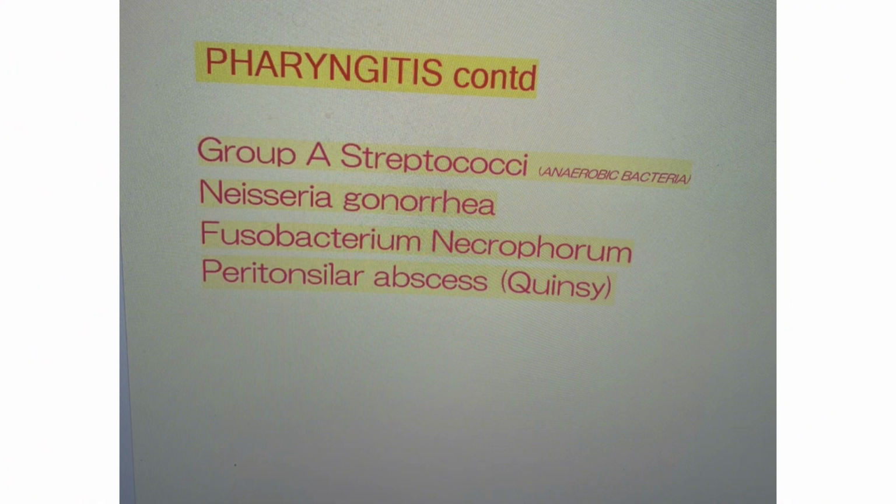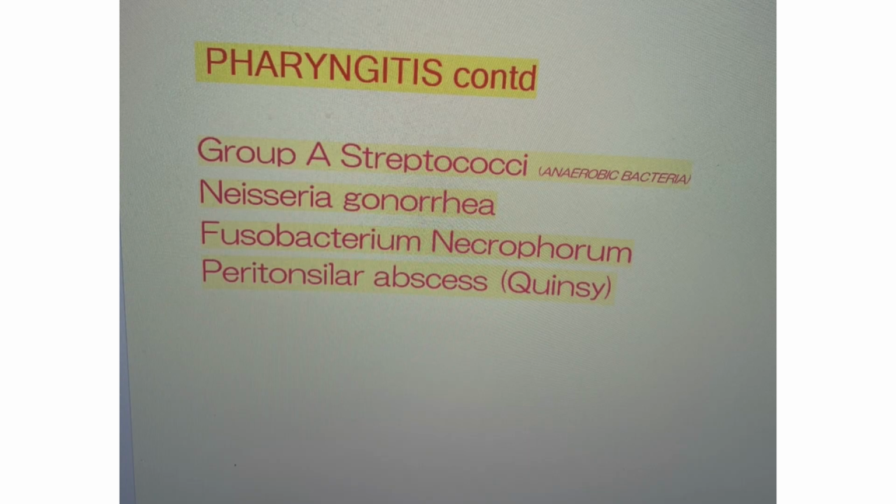Other bacteria are Chlamydia pneumoniae, Mycoplasma pneumoniae, and Neisseria gonorrhoeae, which usually cause a chronic sore throat. Then Corynebacterium diphtheriae. Then Fusobacterium necrophorum is also another bacteria that causes pharyngitis. It's found in adolescents and young adults. It's the latest one found.